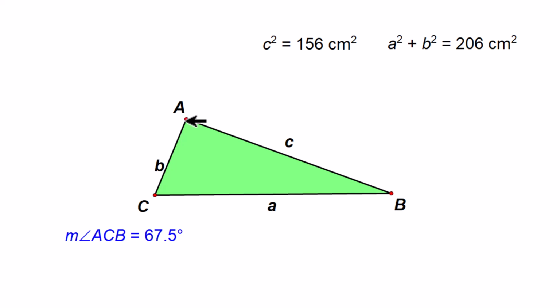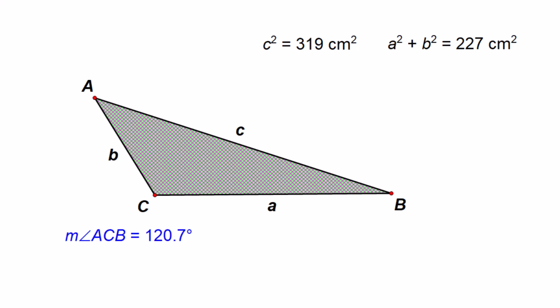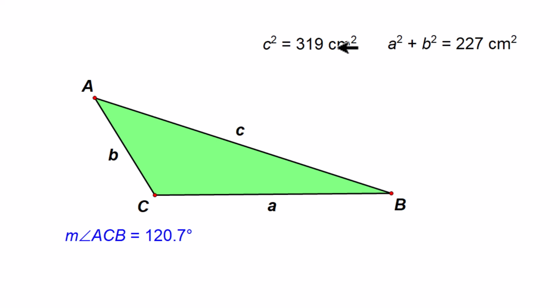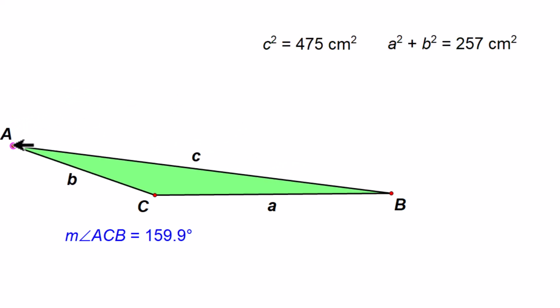All right, let's go the other way with that. Let me make that angle over 90 degrees. It's now an obtuse angle, which makes this an obtuse triangle. Look what's going on with c squared. It's 319. A squared plus b squared is 227. That's not going to change, guys. I make that angle bigger and bigger and bigger. That's an obtuse triangle, and c squared is always going to be bigger than that.